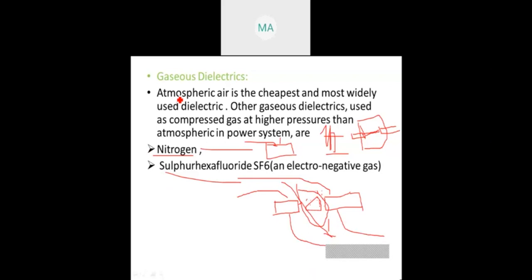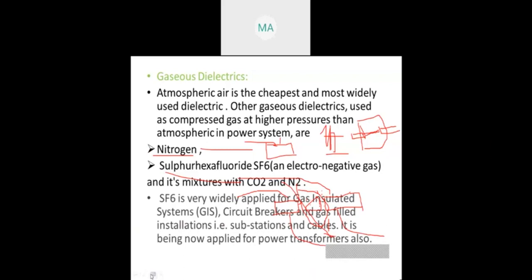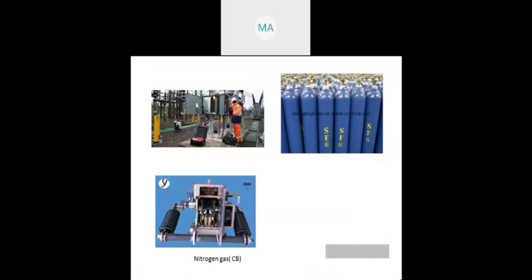To remove this arc we use nitrogen and SF6 at high pressure, from the SF6 tank and the nitrogen tank. We pressurize them and remove the arc whenever a fault occurs. In those cases we use the gases as a dielectric medium. Here, in the sulfur example, it is a mixture of CO2 and N2. Mostly in circuit breakers we use SF6 gas only.